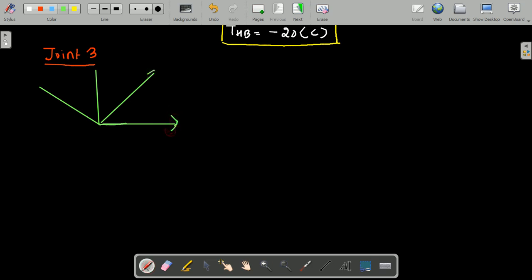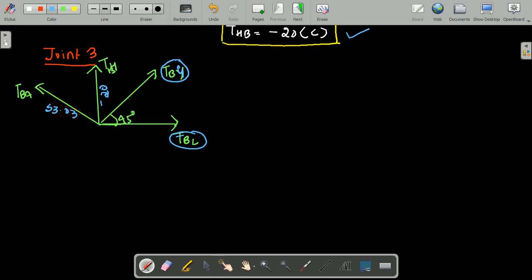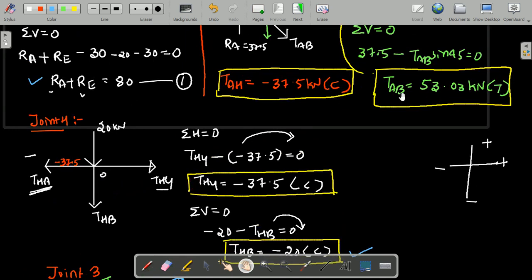We need to write the magnitudes. This is TBC, TBG, TBH, TBA. Again the inclination is 45 degrees now. Here the unknowns are TBG and TBC. These two are the known things. TBH we have the value here only, minus 20, I will write minus 20. And AB we have calculated. The AB value is positive 53.03. Just observe here, we have already solved TAB as 53.03.